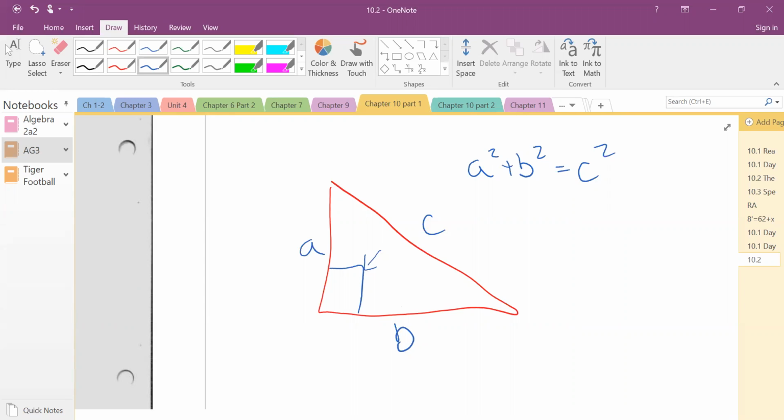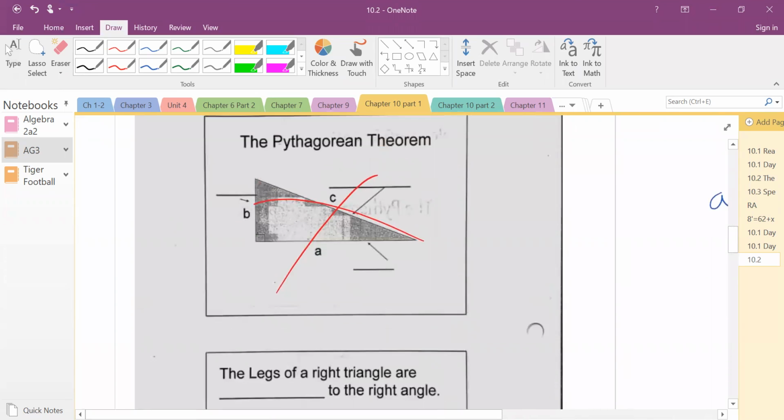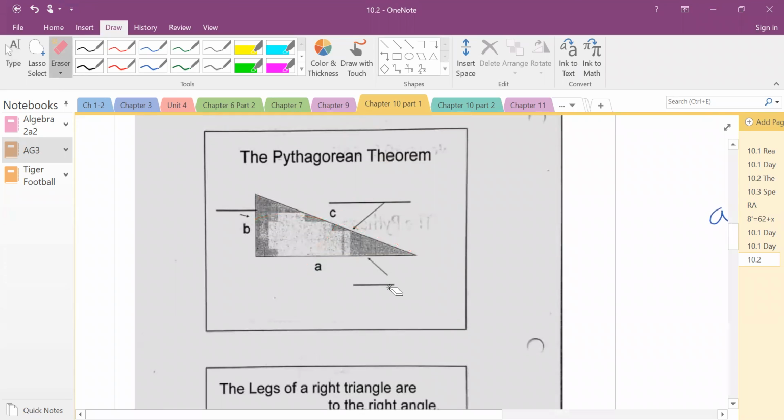Okay, so let's talk about what these actually mean. I guess we can use this picture since it's already got the arrows. I don't need to make new arrows. Any right triangle has two legs and a hypotenuse. So let's call this leg A and let's call this leg B. Does it really matter? No, right? The only one that does matter is right across from the right angle, which is going to be called the hypotenuse.